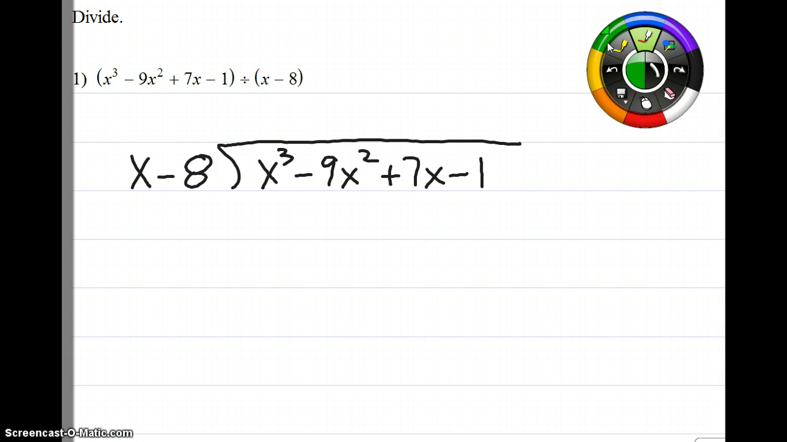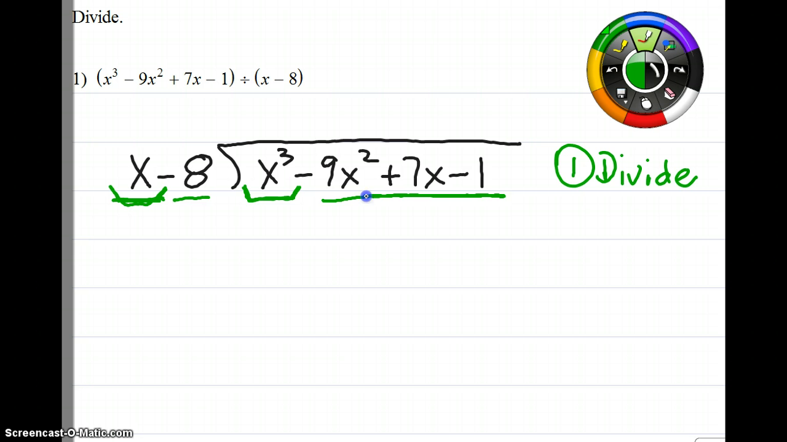So I'll rewrite those again. So the first thing we're going to do is divide. So this is very long. So what we want to do is make this a shorter problem. We just want to look at x, and we want to see how many times x goes into this first number. So ignore the x minus 8 for right now and ignore all this other stuff. All you want to do is keep track of this very first term.